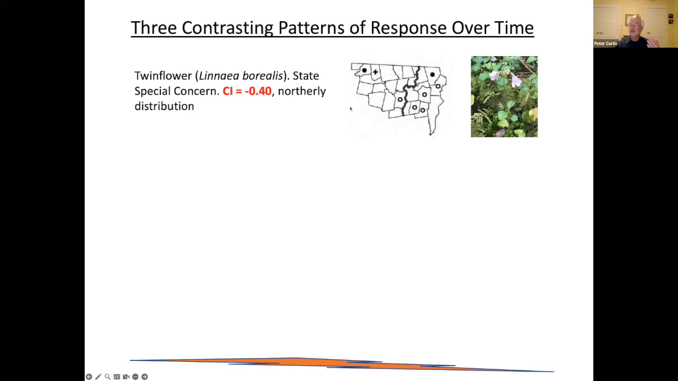So that's twin flower. And this has a very northern distribution. So it's mostly a northern distributed species. And in fact, it used to be found in the southern part of Massachusetts. It's gone from all these southern locations. Is this an indication of climate change? Possibly. We'll see another example of this.